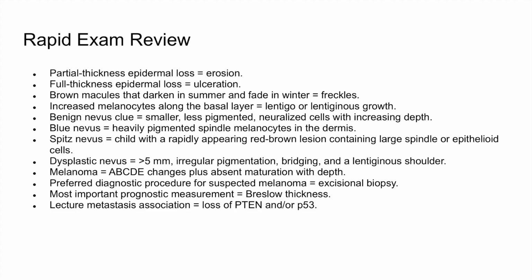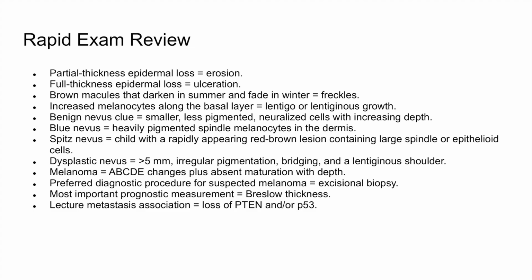Dysplastic nevi are usually larger than 5 millimeters and show irregular pigmentation, bridging, and a lentiginous shoulder. Melanoma is suggested by the ABCDE changes and absent maturation. Suspected melanoma is preferably evaluated by excisional biopsy.